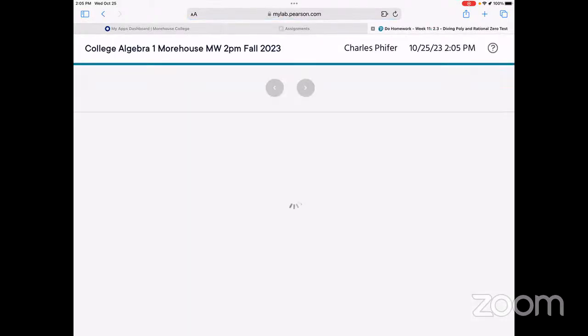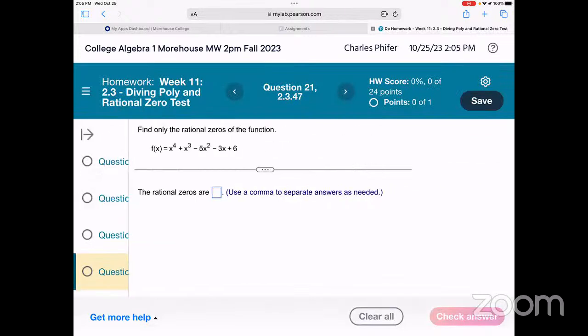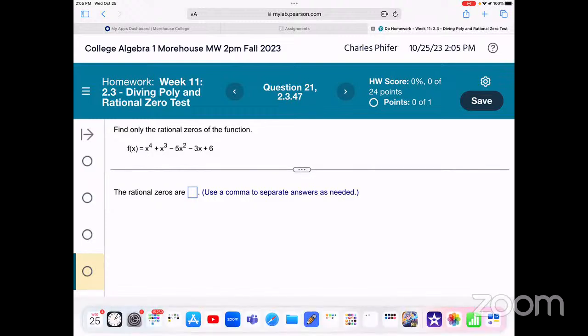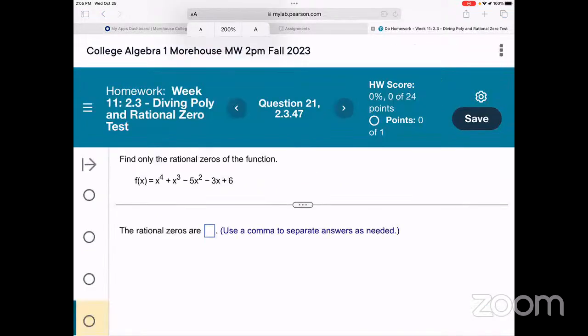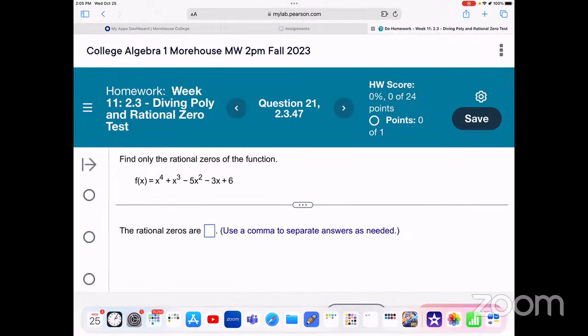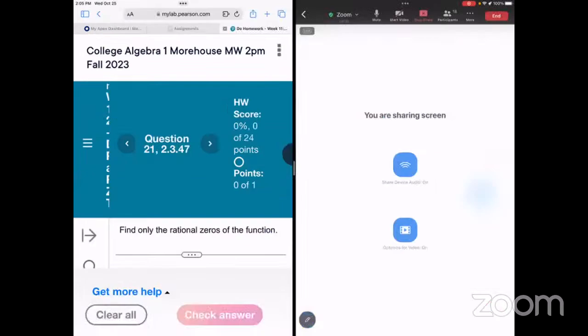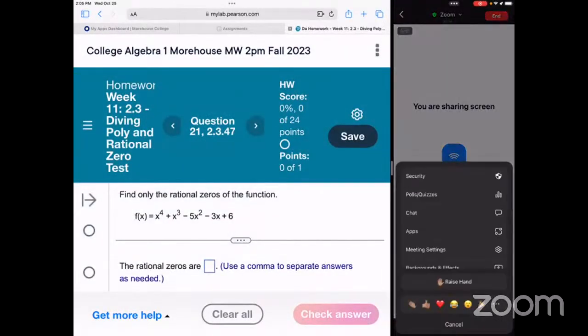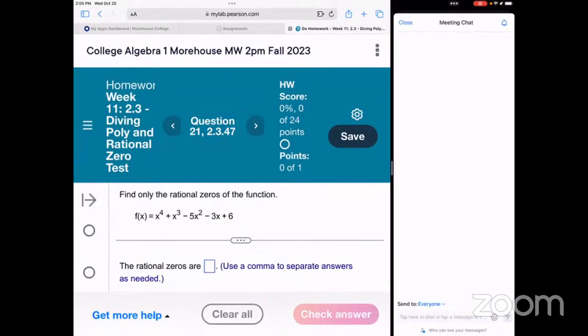Find only the rational zeros of the function, okay? So let's take a couple of minutes and see if you can find the results to this, all right? And maybe we can distribute points out similar to how we did last time. First one to put the correct results in the chat gets the credit. Okay, so I'm pulling up the chat, and I'm just going to give you a couple of minutes, all right? So take a couple of minutes to yourself and see if you can get this correct. Let me see if I got it here.